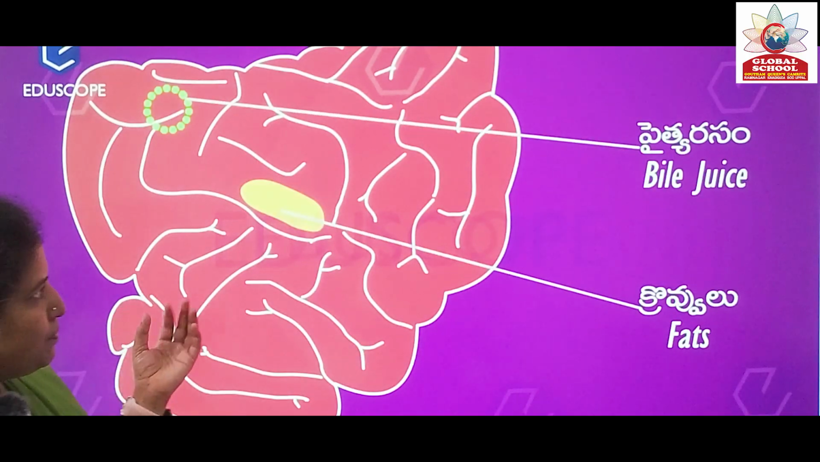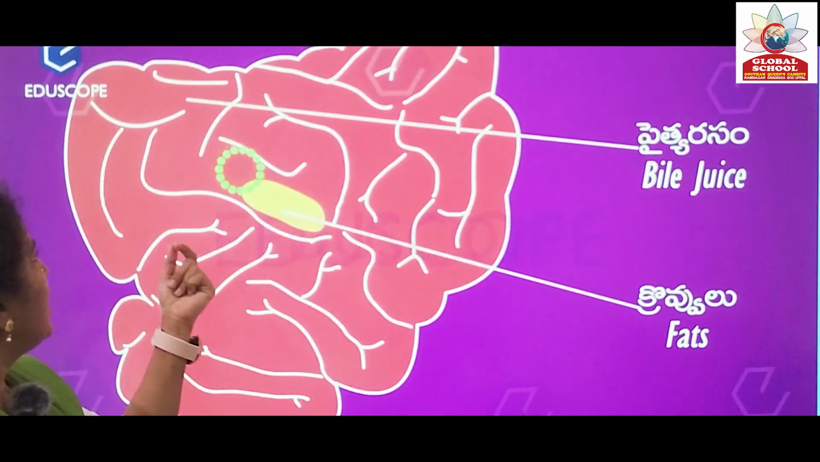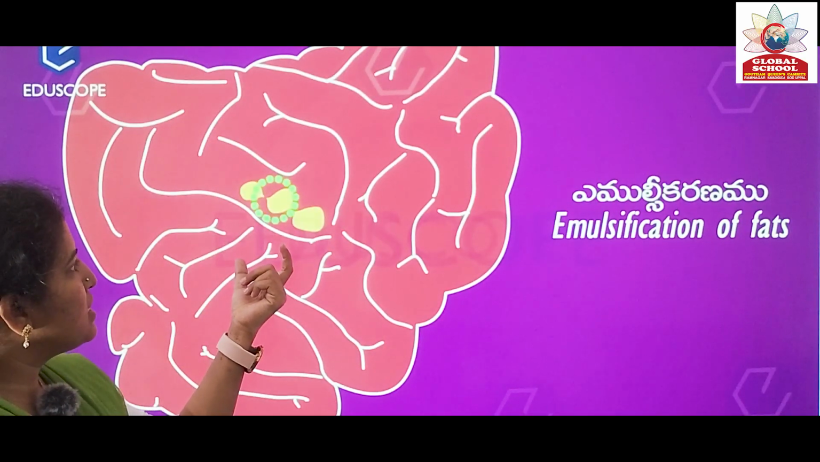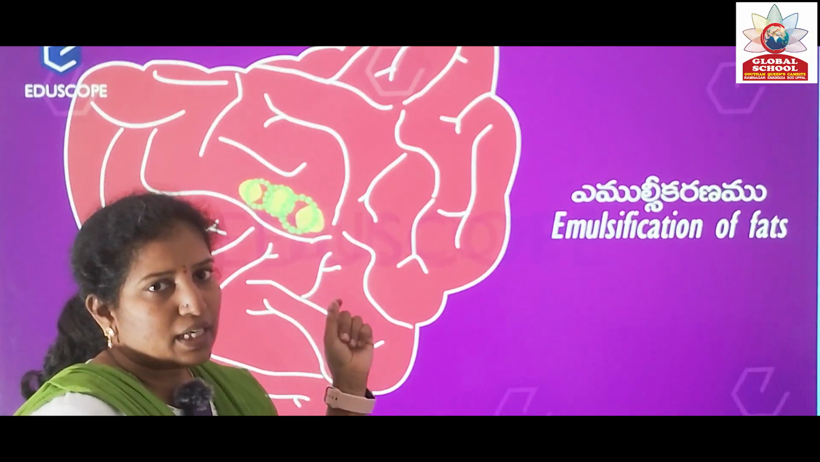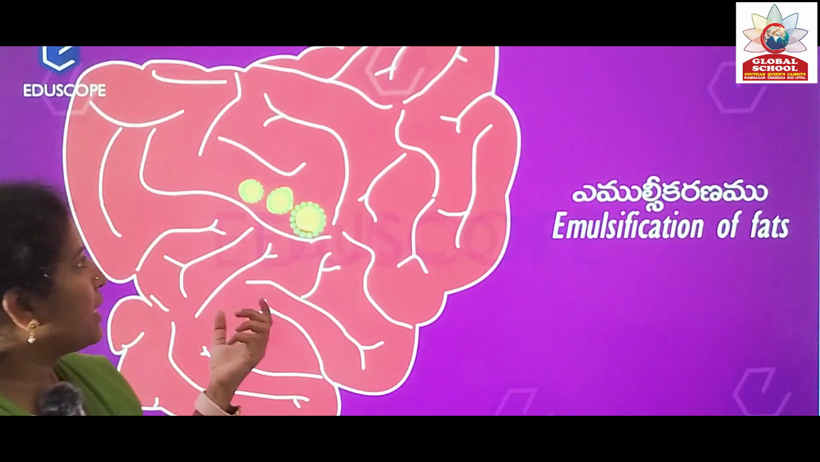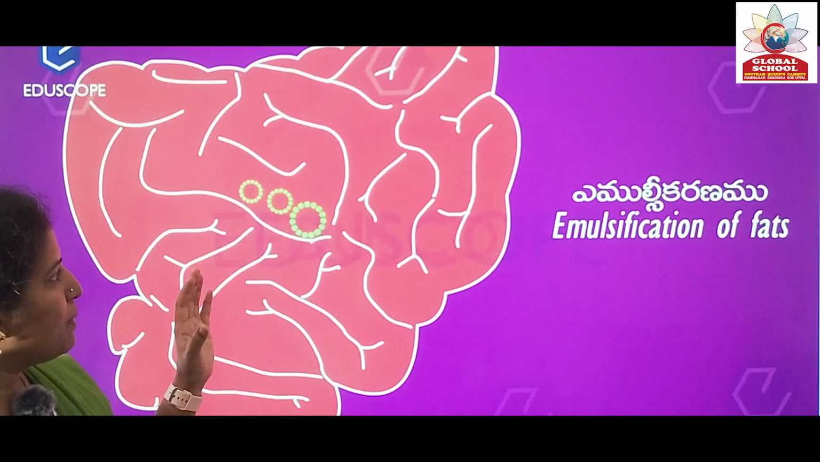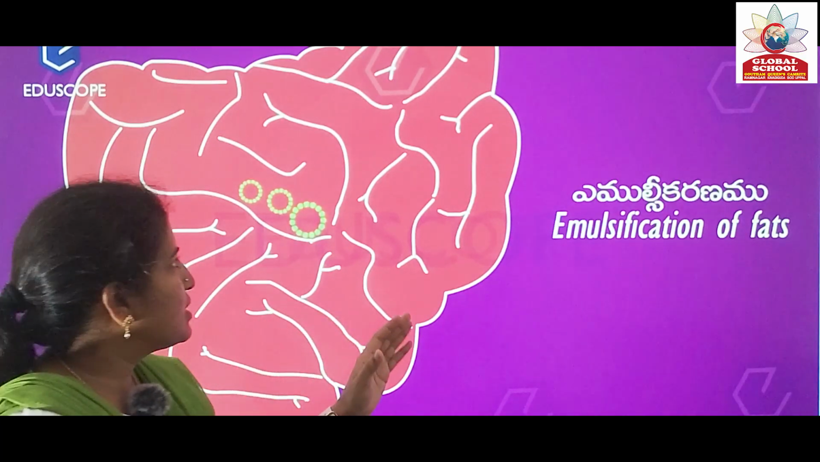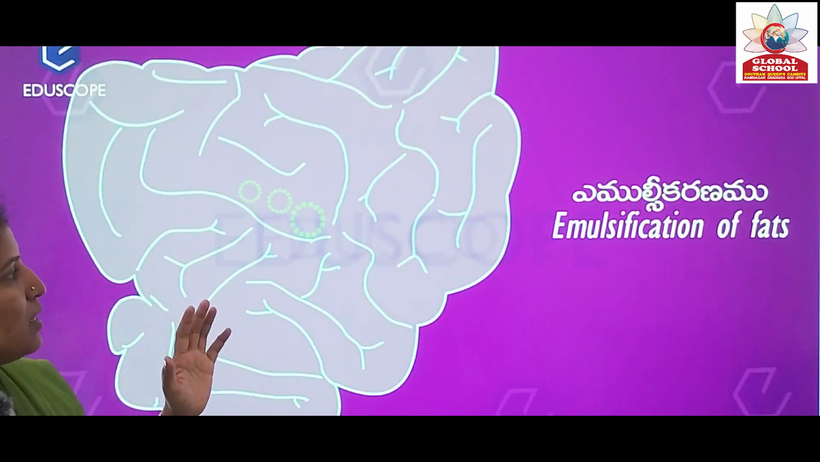The bile juice is coming from the liver, and it will break down the fats into small fats. These globules will be acted on by the enzyme lipase from the pancreatic juice. So that will help in the digestion of the fats. So the process is called emulsification here with the help of bile. Bile doesn't have any enzymes.